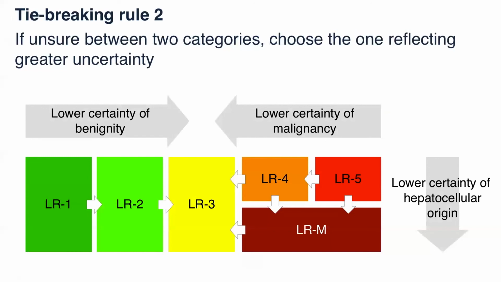And what about if you're not sure between a 4 and M? Well, again, pick lower uncertainty and go to M, because this is reflecting lower certainty of the hepatocellular origin. Same thing with 4 versus M. If you're not sure between a 4 versus M, call it an M.